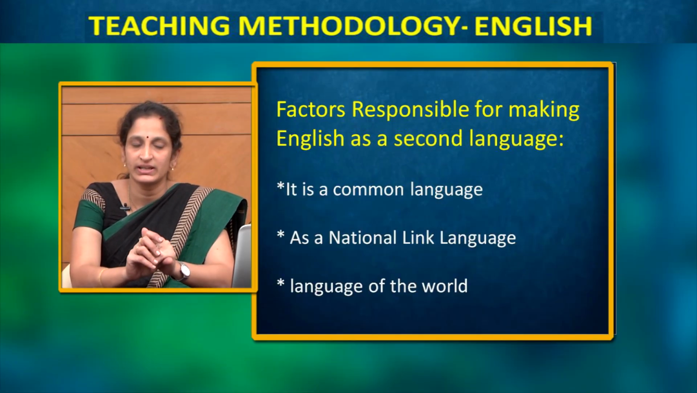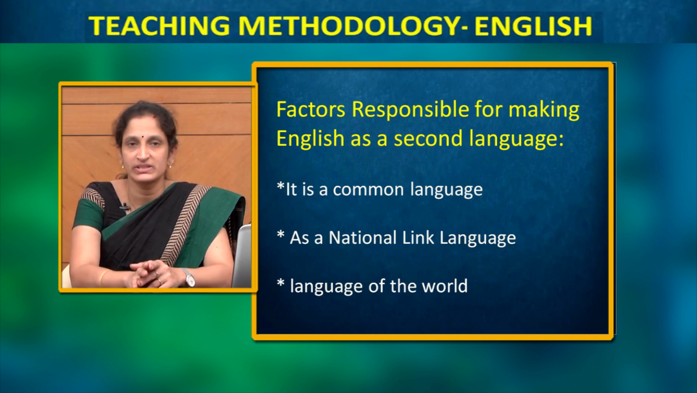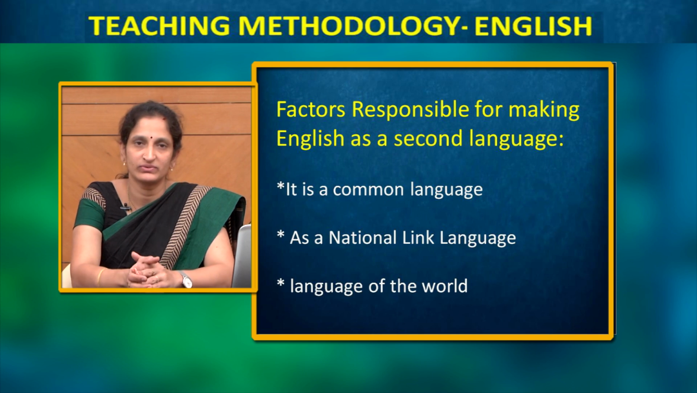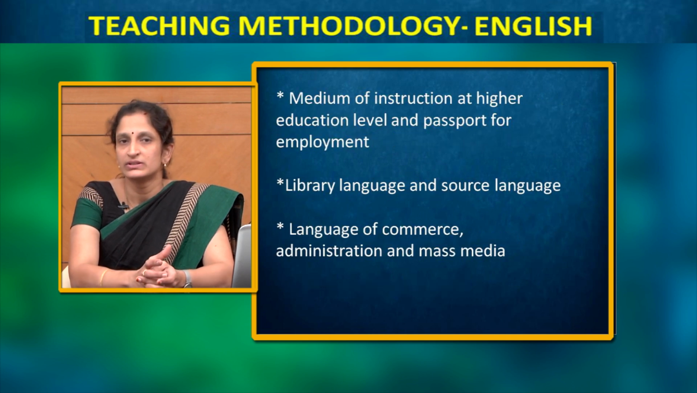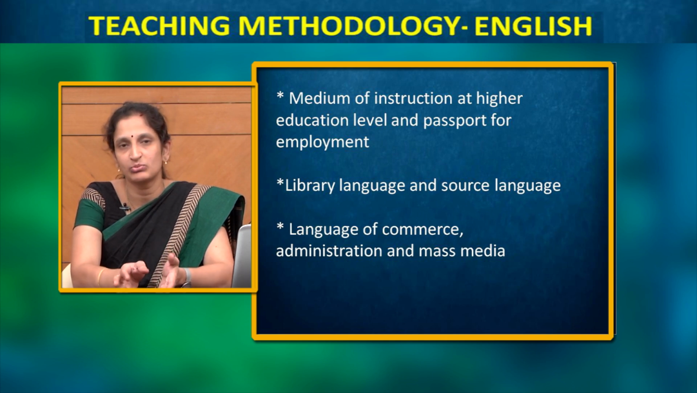Medium of instruction at the higher education level and passport for employment. Once English became a second language, these are the benefits we are looking at. It is the medium of instruction for higher education as well as university education, and for the employment level, it is going to be helpful for students. The next one is the library language and source language. Information is available only in libraries, or we take the help of computers and the internet.